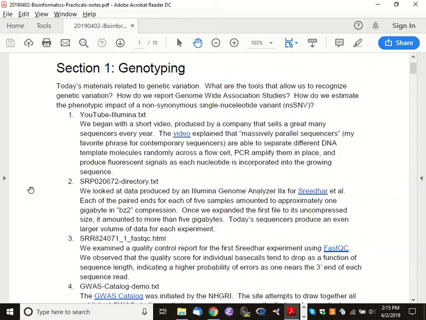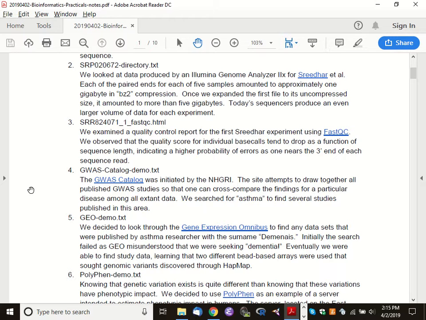Okay, now what do you get off of a sequencer? I think this is an important question. If you send a sample over to the Center for Proteomic and Genomic Research for sequencing, first off, where is CPGR? Does anyone know?